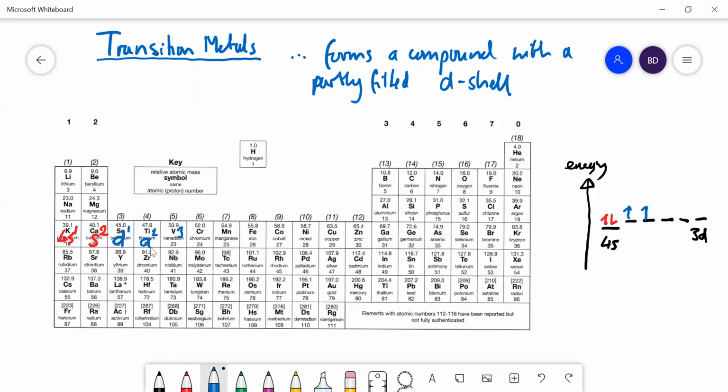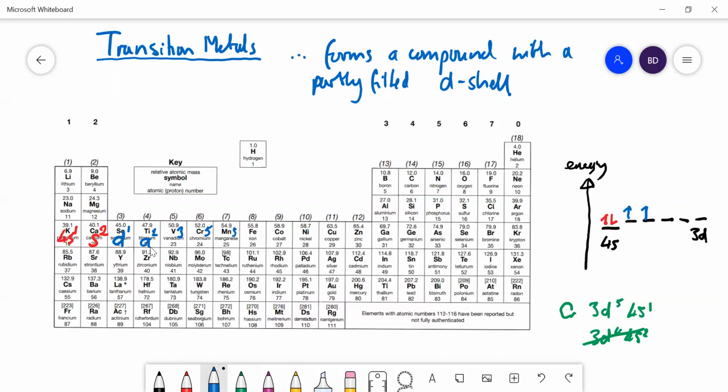Now chromium is a bit funny. You might expect it to be D4, but chromium is right here. Chromium is 3d5 4s1. It's not 3d4 4s2. You remember that, it's a bit of an exception. So chromium is 3d5.